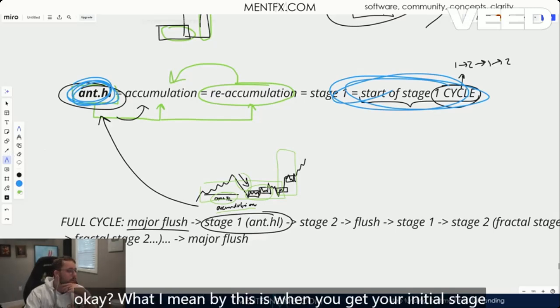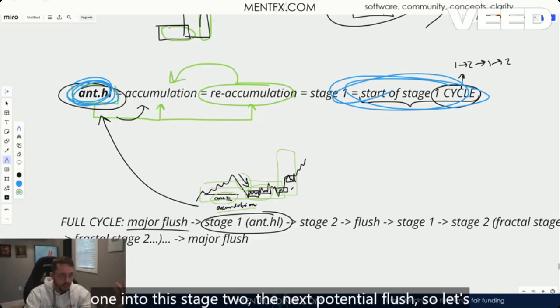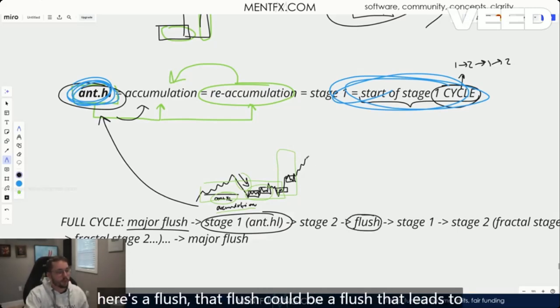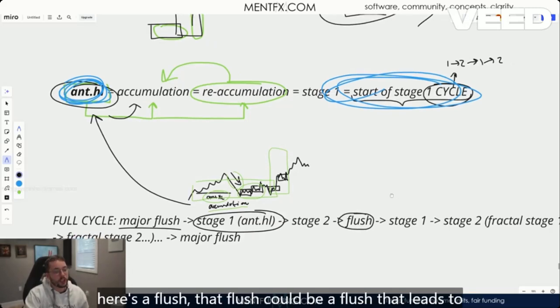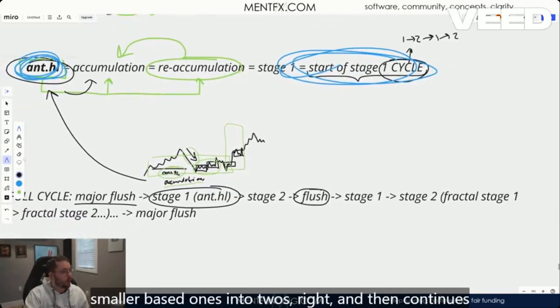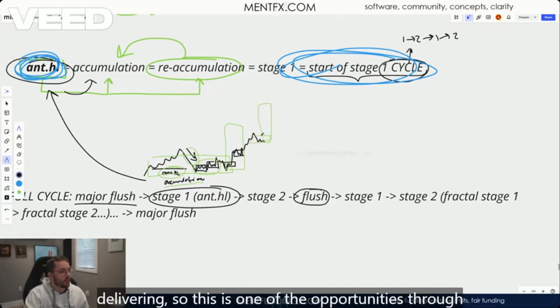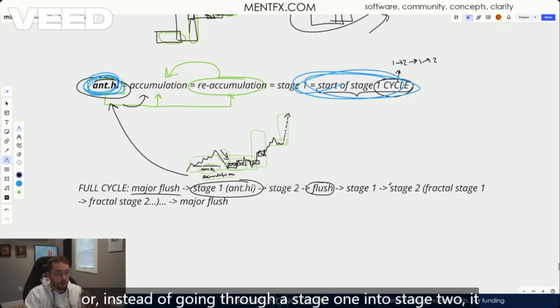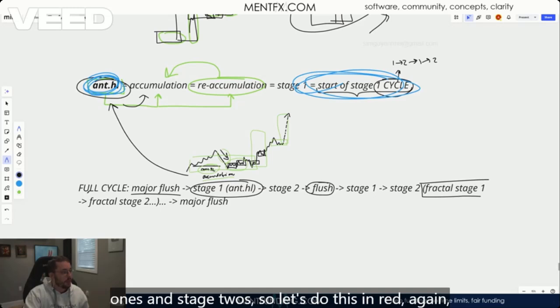What I mean by this is when you get your initial stage one into the stage two, the next potential flush, so let's assume the next flush, this guy right here, that flush could be a flush that leads to smaller based ones into twos, and then continues delivering. So this is one of the opportunities through which price may deliver in a trend, and it will repeat. Or instead of going through a stage one into stage two, it might go through, as we understand, fractal stage ones and stage twos.